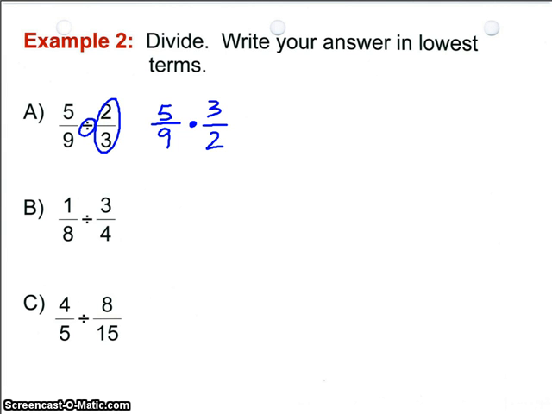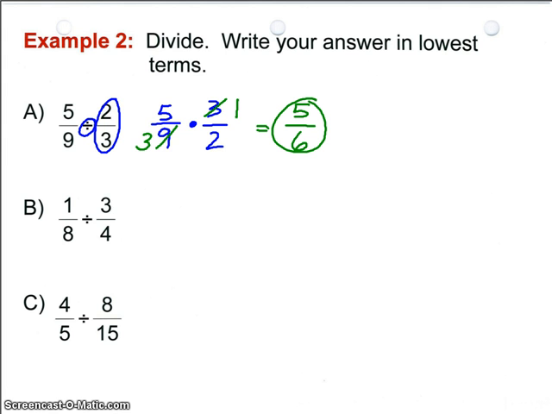Do you see anything that might be able to cancel out here? Any numerators and denominators that can be divisible by the same thing? Hopefully you see this 3 and 9. Both 3 and 9 are divisible by 3. So 3 divided by 3 is 1, and 9 divided by 3 is 3. Okay, so we have 5 times 1 for our numerators, and 3 times 2 for our denominators. And we get the answer of 5/6.